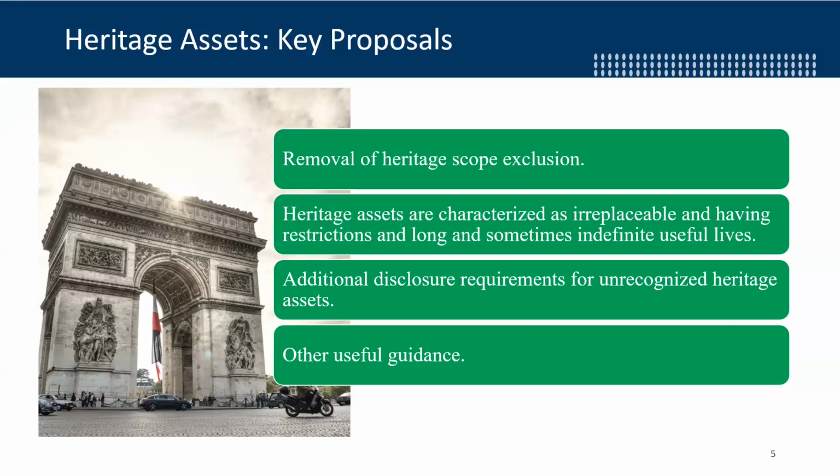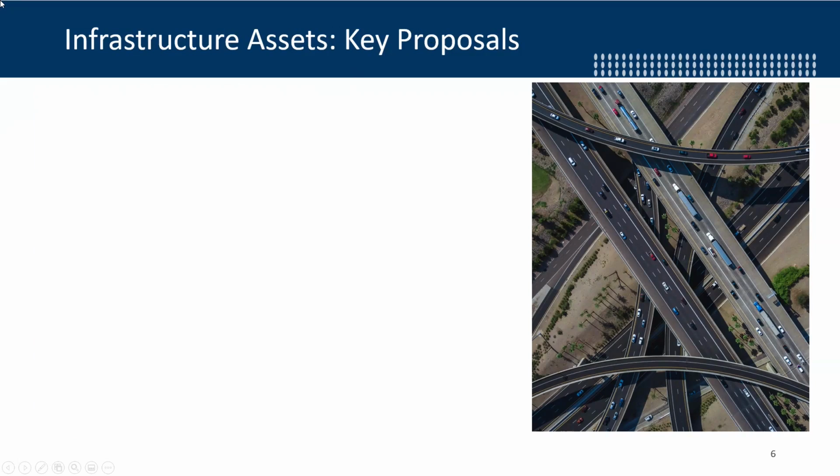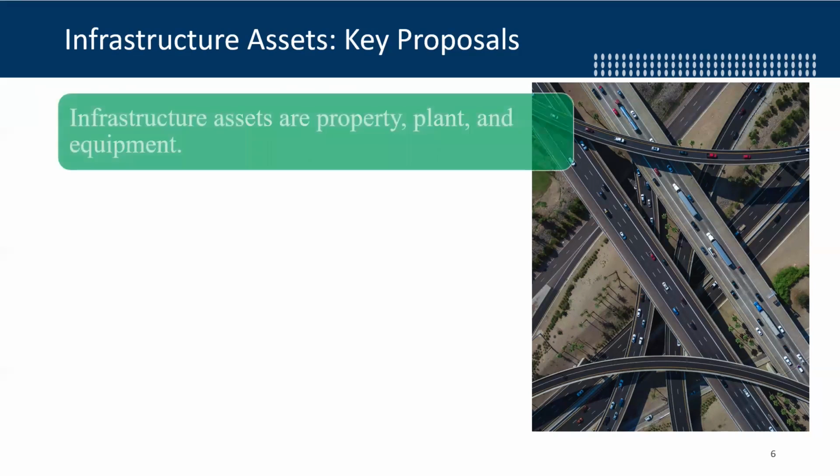Now let us look at the main features or key proposals of ED 78 regarding infrastructure. The infrastructure project seeks to address the challenges identified by preparers when applying IPSAS 17 principles to account for infrastructure assets. ED 78 proposes that infrastructure assets are property, plant, and equipment, and therefore the principles in ED 78 on accounting for property, plant, and equipment should also apply to infrastructure assets.